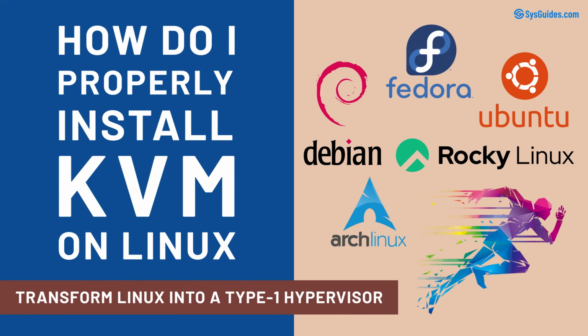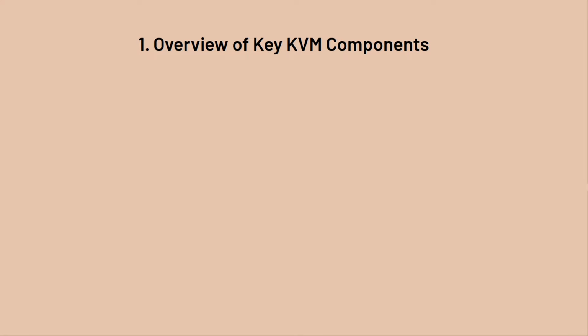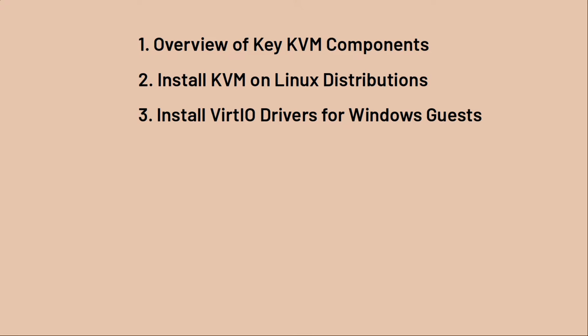In this video, I'll show you how to properly install KVM on Linux distributions, such as Fedora, Rocky, Ubuntu, Debian, and Arch Linux. I will briefly explain the essential components of KVM virtualization and what packages are necessary for running and managing Linux and Windows virtual machines. I'll show you how to use the modular Libvirt daemon rather than the monolithic daemon.